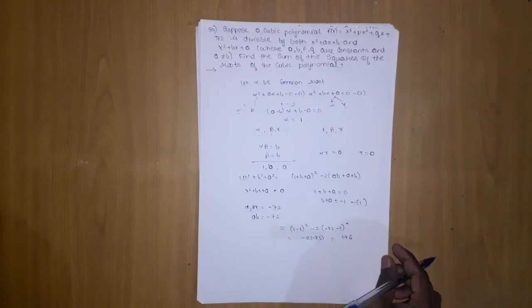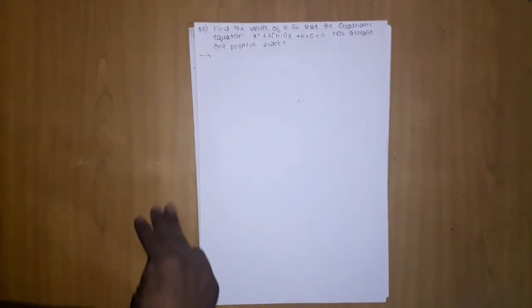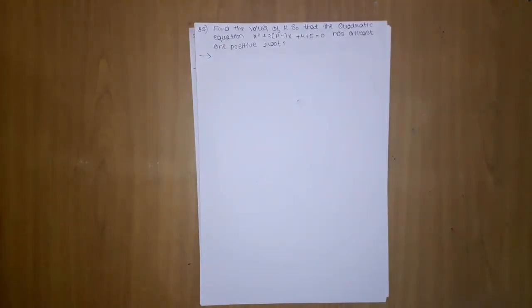So let's move on to the next question, question number 35: find the values of k so that the quadratic equation x square plus 2 into (k minus 1) x plus k plus 5 equal to 0 has at least one positive root. It is telling at least, which means two positive roots will also work.